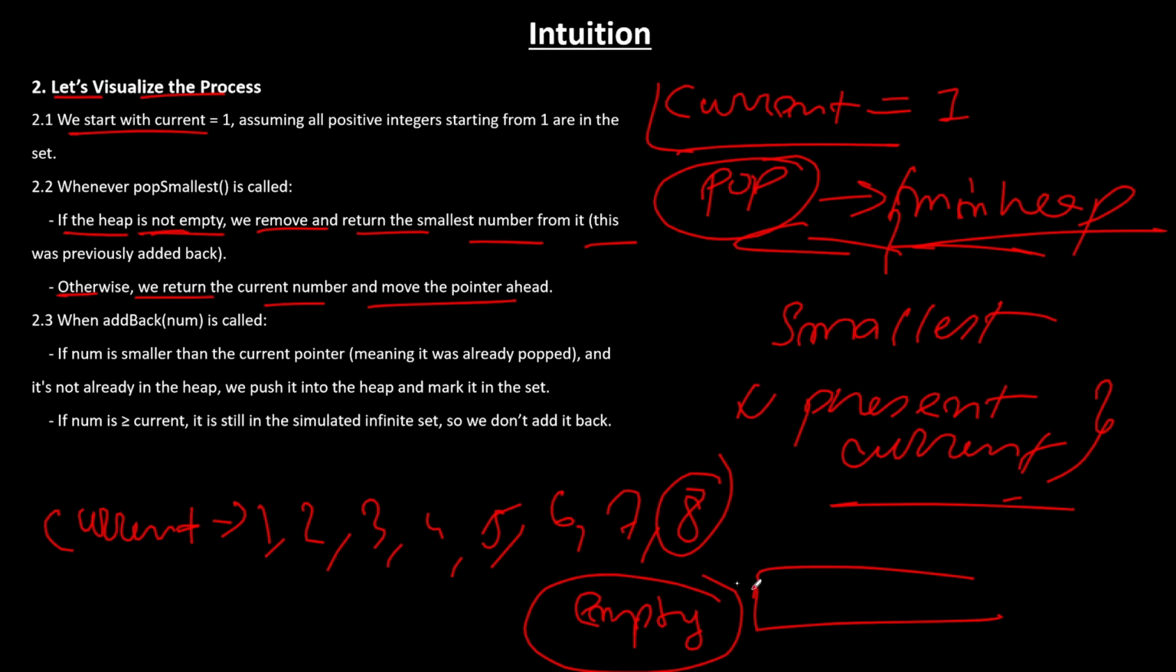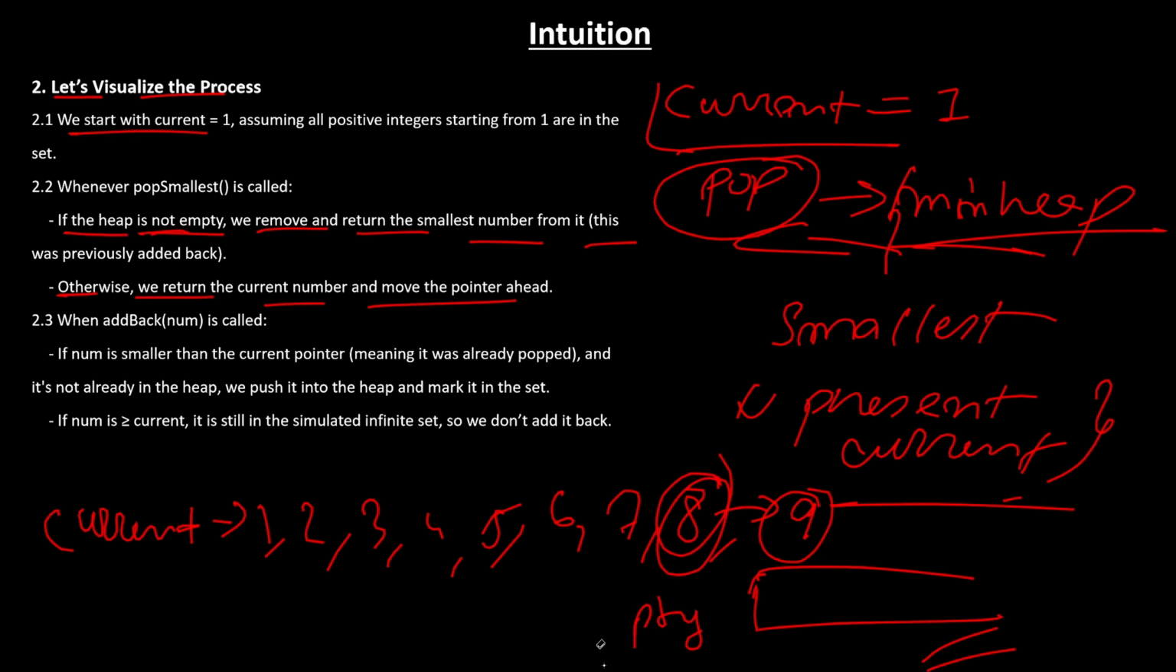Why? Our heap is empty, but the infinite set which is given to us, or which we are assuming is given to us from 1 to infinity, is not empty. That means we will return this value directly and move the pointer ahead, making current 9, when we are popping. Because the heap might be empty. If the heap is empty, the number we get in current is the smallest number till there. That makes sense.